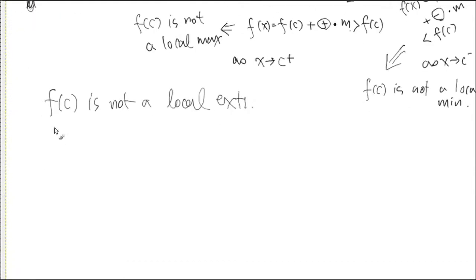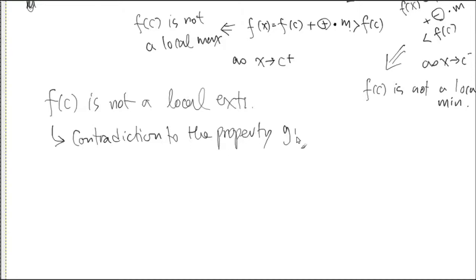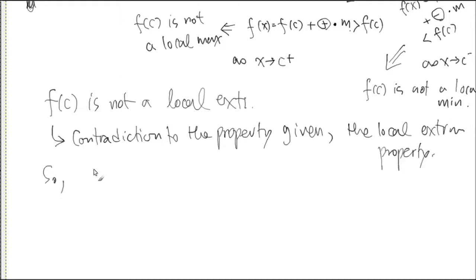So let me write it this way and let you go. Not local. Contradiction to the property given, which is the local extreme property. Sorry. Local extreme property. So our supposition, f prime of c being a non-zero number, never happens.